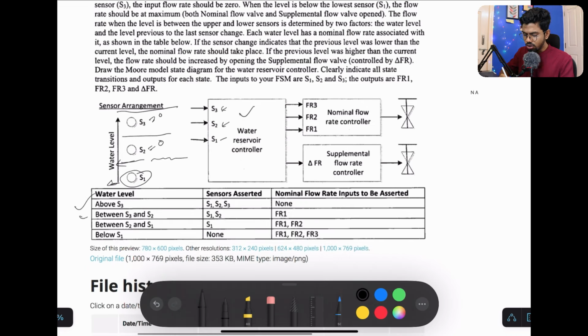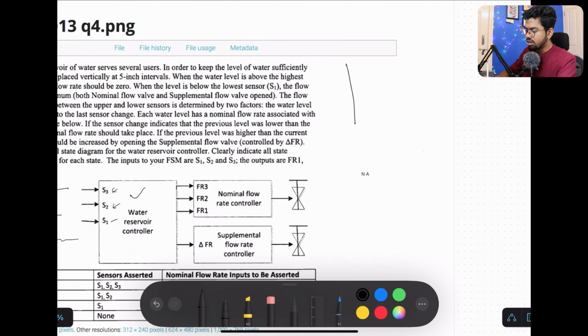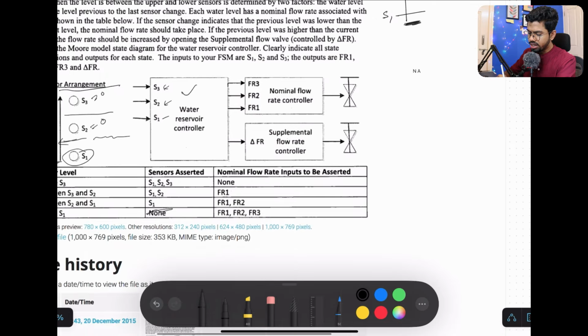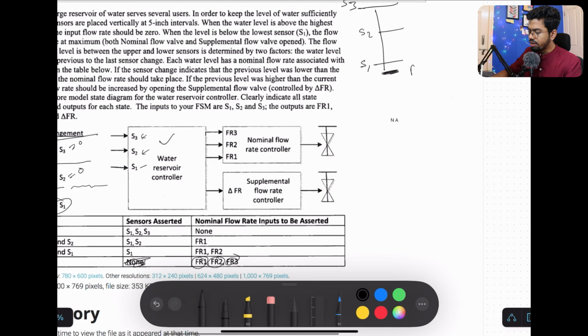They have also given you the tables here, and also for the water flow, how the water will flow. So this is your S1, S2 and S3. If I am below S1, none of the sensors are active, so all the water flow, like we have 3 taps you can assume, all those 3 taps would be on to fill up the water reservoir. So we will have F1, F2 and F3, all on.